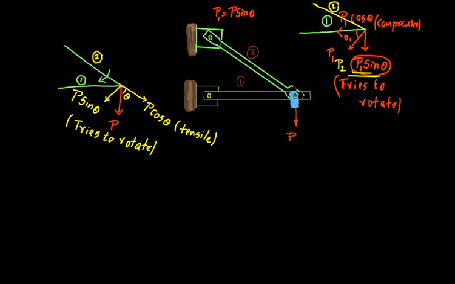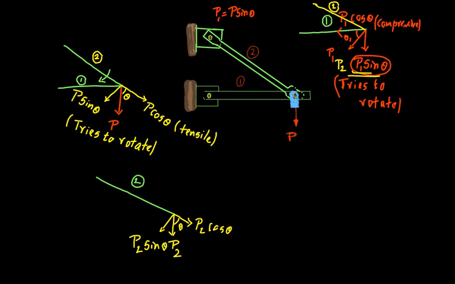All right, this force P2, when it is transmitted to member 2, looks like this. This is P2. Again, you can resolve it into two components. One is the horizontal component, which is going to be P2 cos theta, since the angle is the same, theta. And the vertical component is going to be P2 sin theta.